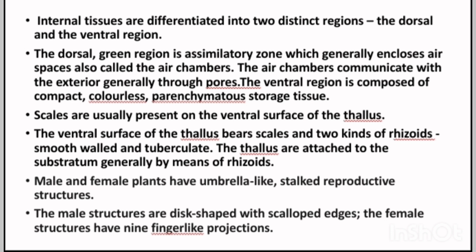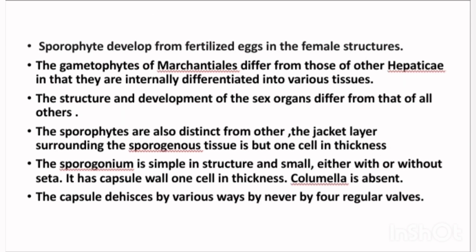Male and female plants have umbrella-like stalked reproductive structures. The male structures are disc-shaped with scalloped edges. The female structures have 9 finger-like projections. The sporophyte develops from fertilized eggs in the female structure.